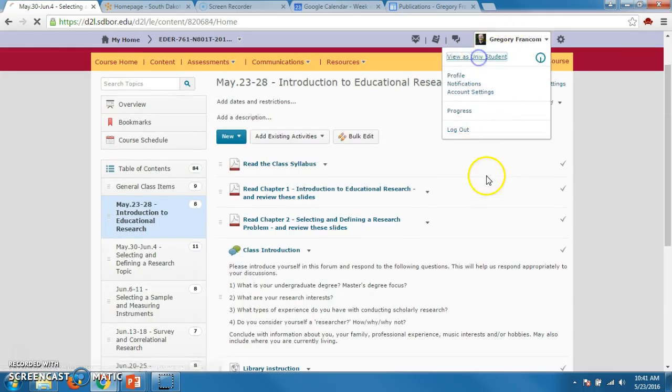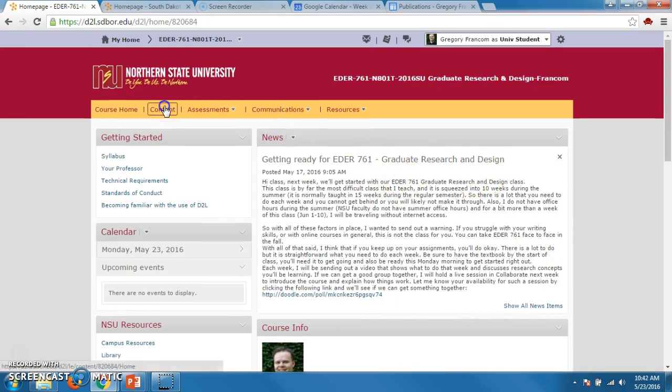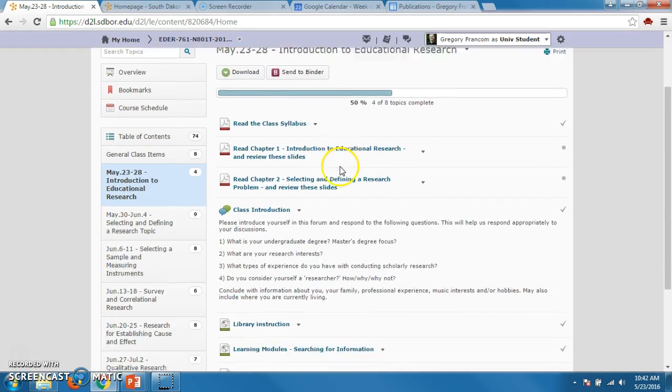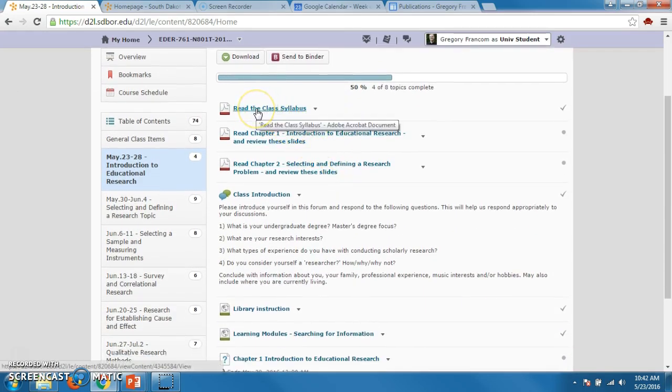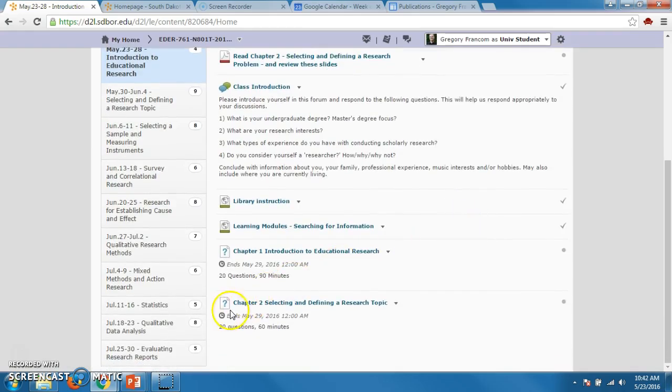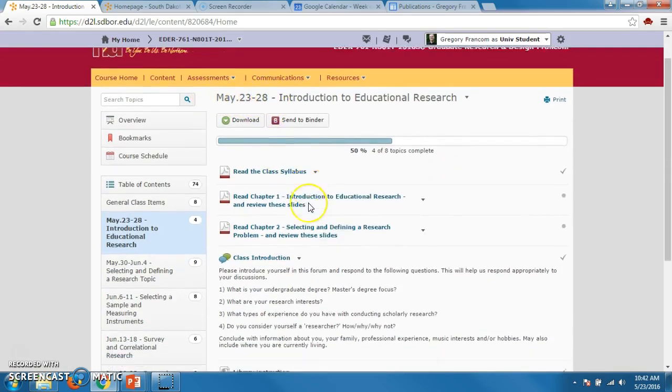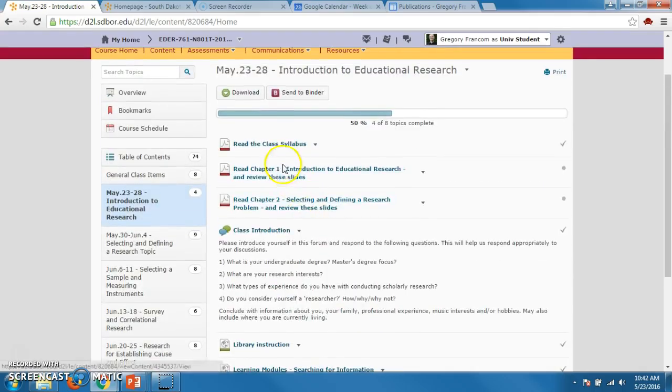I'll get a student view so that you can see it more like what you will see. Okay, so these are the things that you need to do, and you basically just complete the first one at the top here, then the next one, and the next one after that, until you finish all of the activities for the week, finishing here with the Chapter 2 quiz. So for May 23rd through 28th, you start here and complete one after the other.